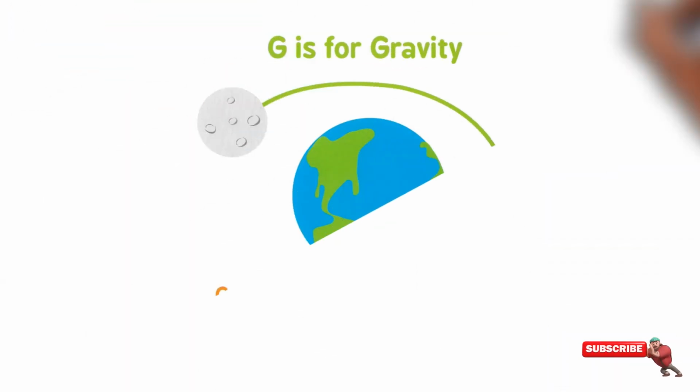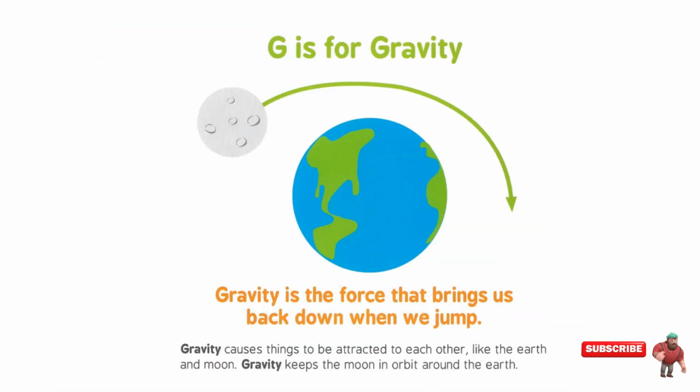G is for gravity. Gravity is the force that brings us back down when we jump. Gravity causes things to be attracted to each other, like the Earth and Moon. Gravity keeps the Moon in orbit around the Earth.